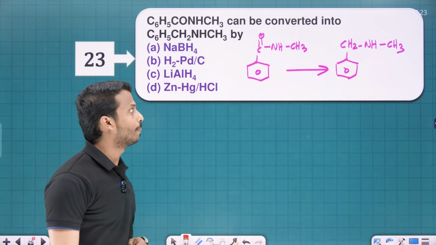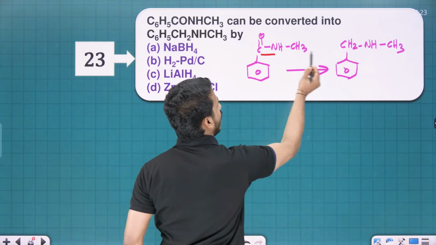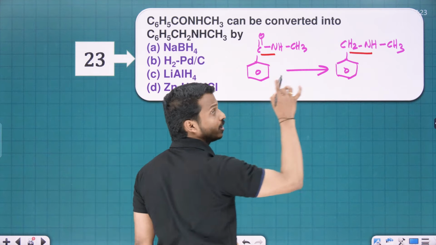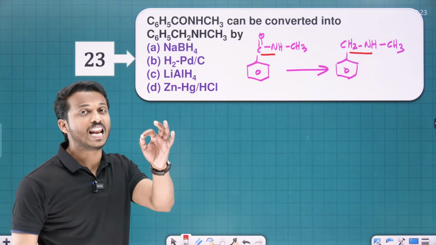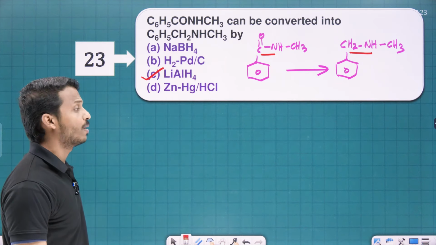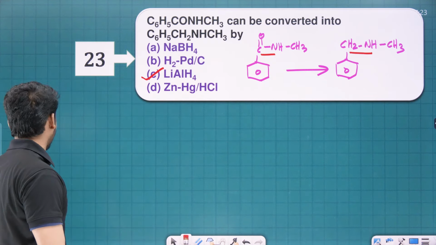What is this reaction? This is an amide to amine. See, amide to amine without change in carbon. So for amide to amine without change in carbon, we already discussed LiAlH4 is the best, right? LiAlH4 is the best to convert an amide into which one? Amine without any change in carbon.